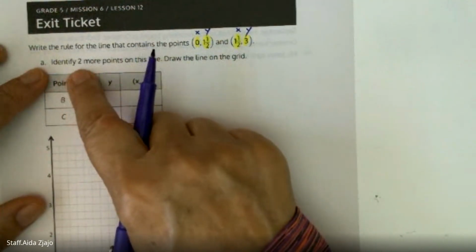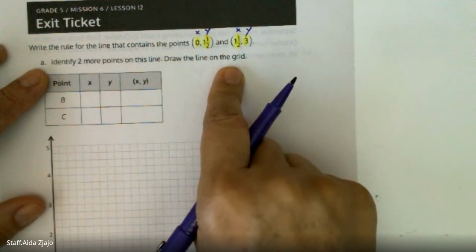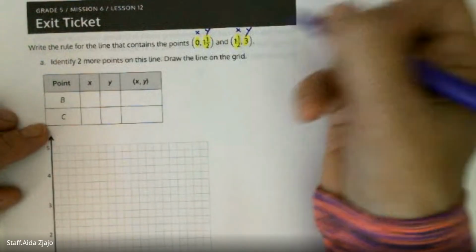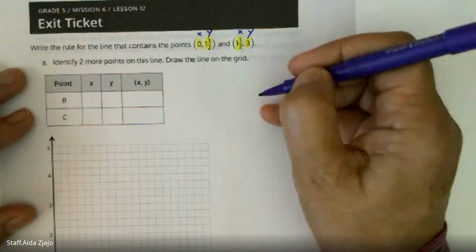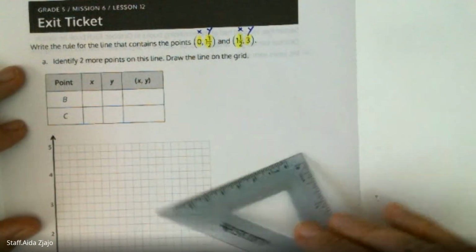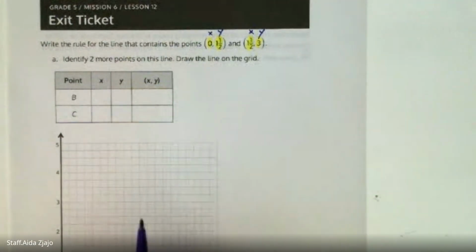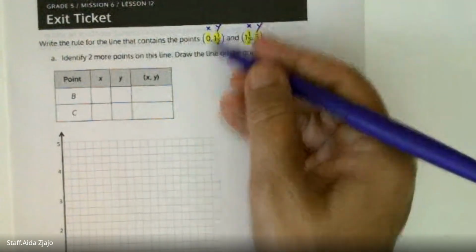A. Identify 2 more points on the line. Draw the line on a grid. So if we look, they already have these 2 points, but they want another 2. So let's see. I can do this. Let's make these points first. So this is the origin. So the first is 0 and y is 1.5.